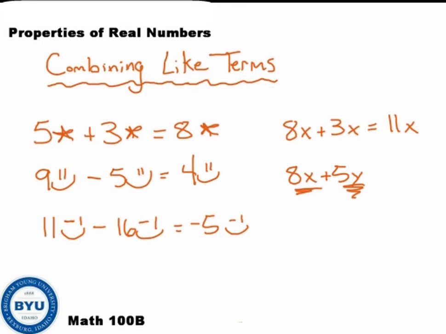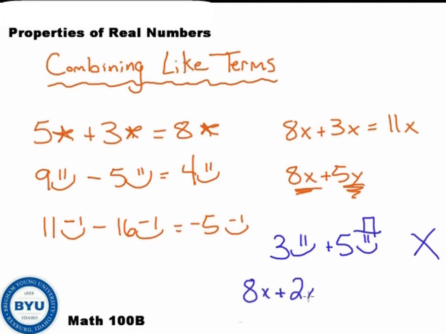A very common error is this one here. If I had 3 smiley faces plus 5 smiley faces with a hat, can we combine those? No, they're not the same. And so a lot of people confuse 8x plus 2x squared. You cannot add these. x is wearing a hat. So do be aware of that. They've got to be exactly like terms to be able to combine them.